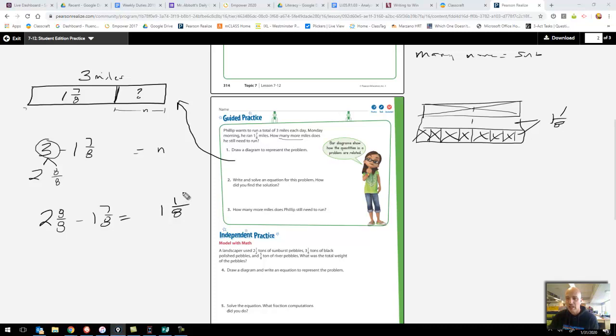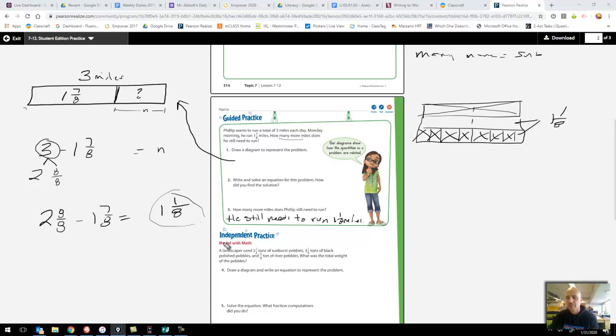And so I have a number here. That number does represent something, though. It represents miles. And so how many more miles does Philip still need to run? If I have a word question, I should put it into a word answer. And so I'm going to write that down here. How many more miles does Philip still need to run? He still needs, please forgive my handwriting here, to run 1 and 1/8 miles.